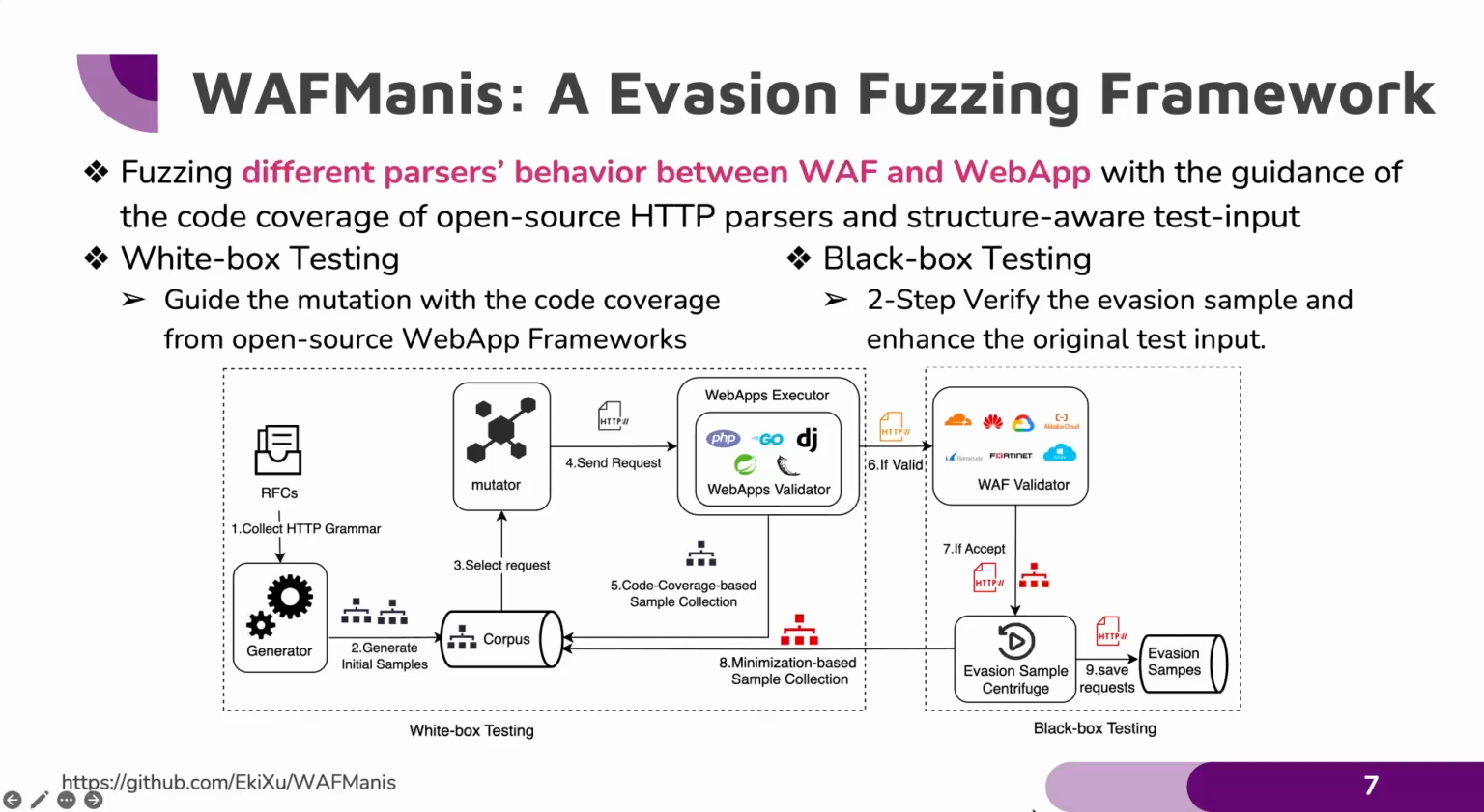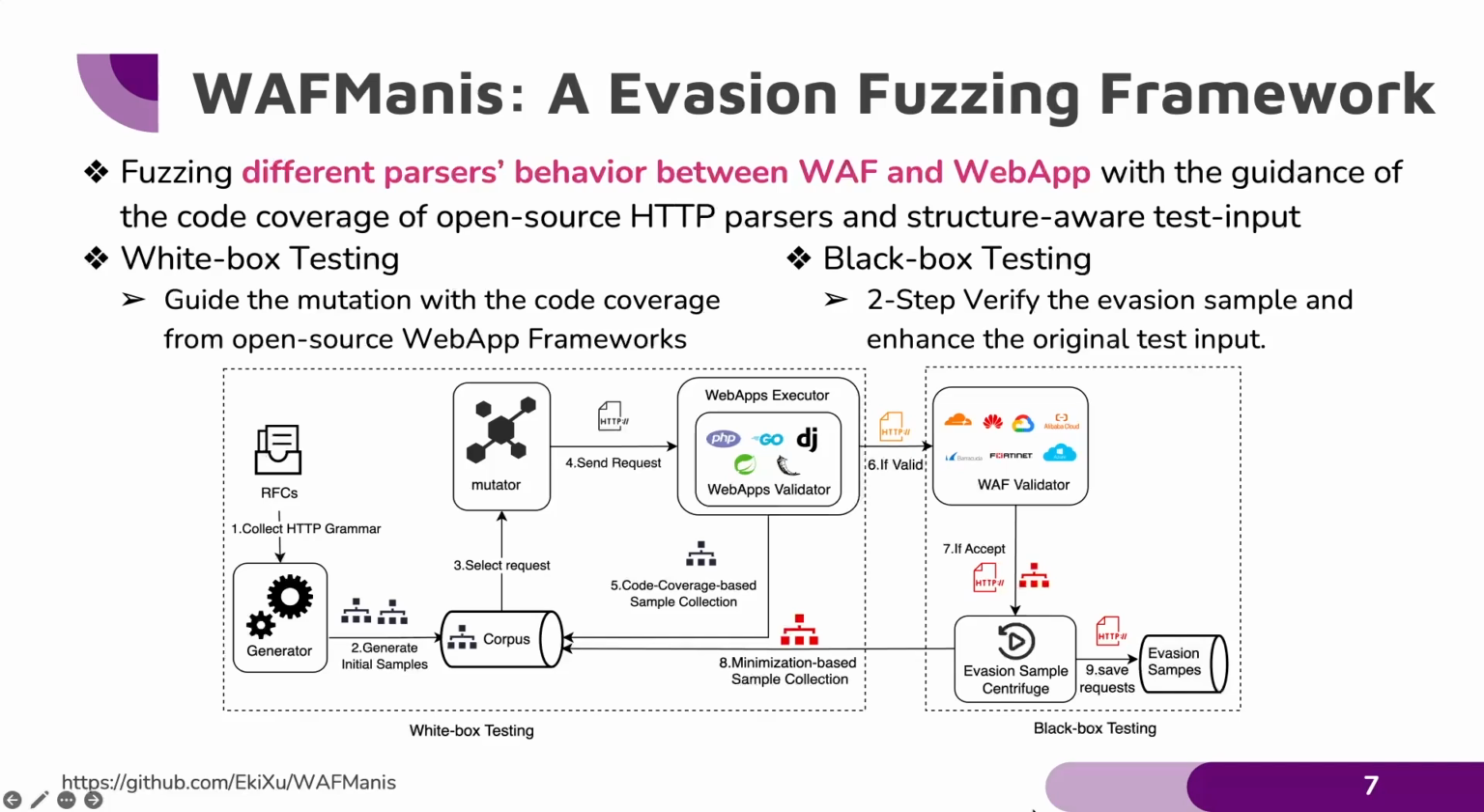The left part is white box testing. In this part, we build an AFL-based prototype to fuzz HTTP requests with open source WebApps. First, we collect HTTP grammar and use it to generate initial samples. These samples are constructed as an AST and line up in the corpus waiting to be mutated, dumped to raw messages, and then sent to the WebApp validators. WebApp executors will collect the code coverage and rearrange the queue in the corpus to prioritize testing promising requests.